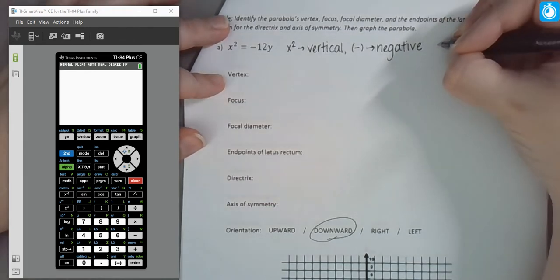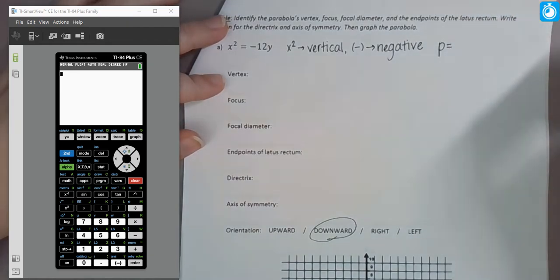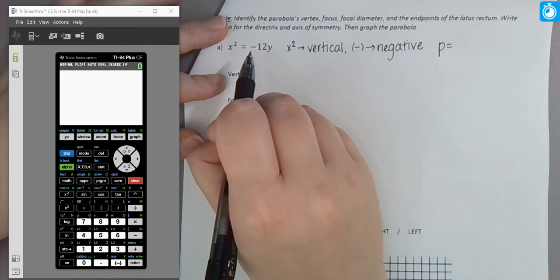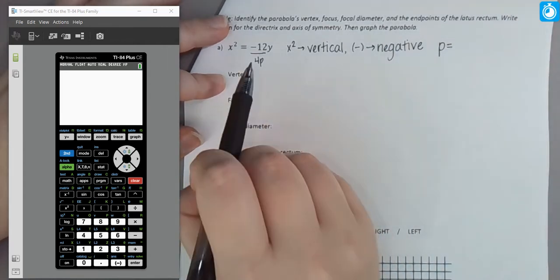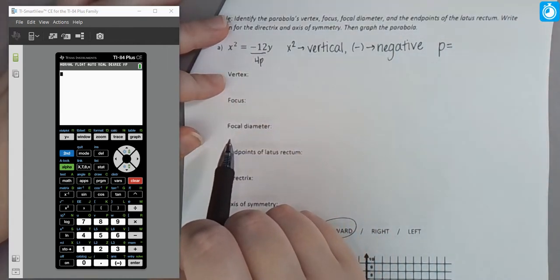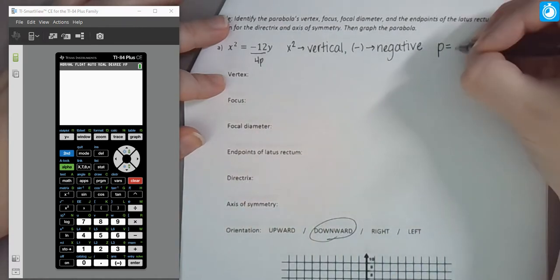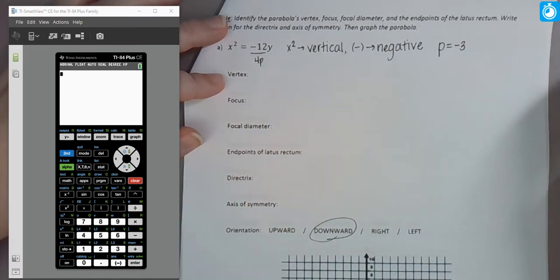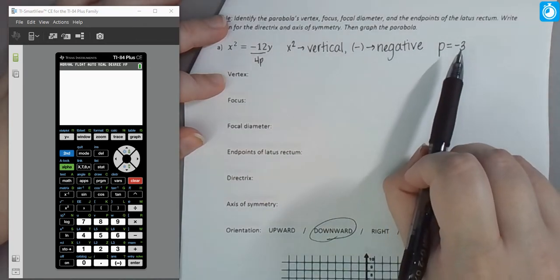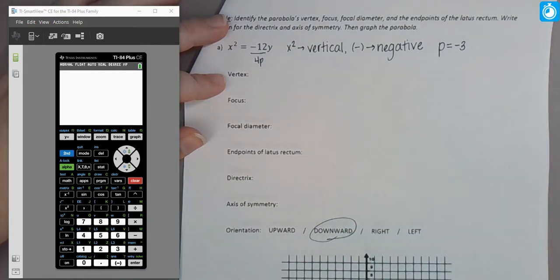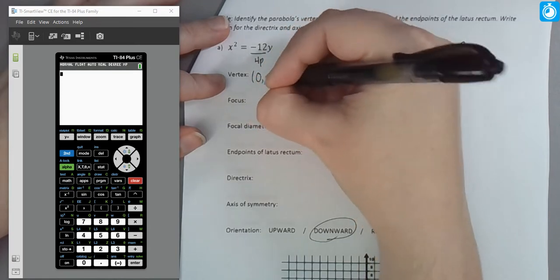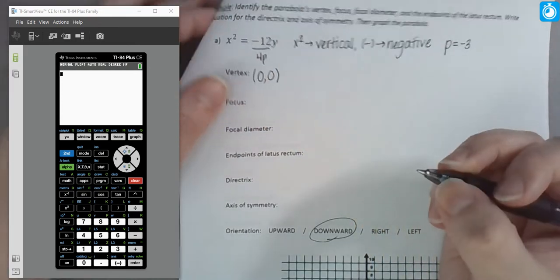So let's start by finding our value for p. We don't have an a, a b, and a c here. We have a p. So this coefficient on y, this is 4p. So if 4p is equal to negative 12, then p is equal to negative 12 divided by 4, which is going to be negative 3. So that tells us that from the vertex, our focus is negative 3 units inside of our graph. So negative here tells us we're going down in order to get from the vertex to the focus. So what is our vertex? Well, we're still looking at graphs centered at the origin, so our vertex is going to be 0, 0.